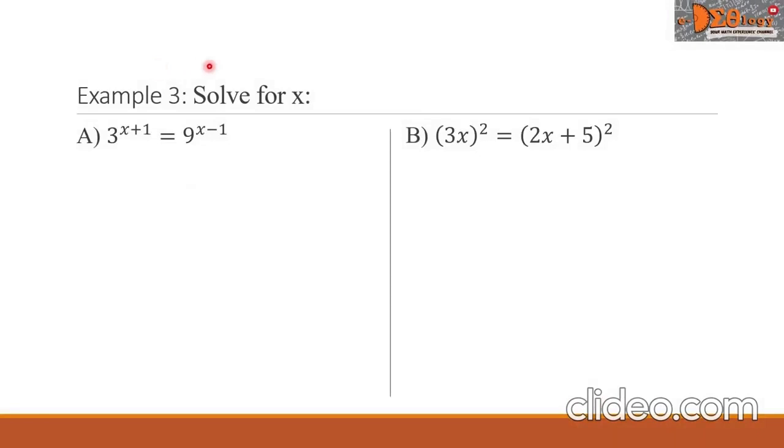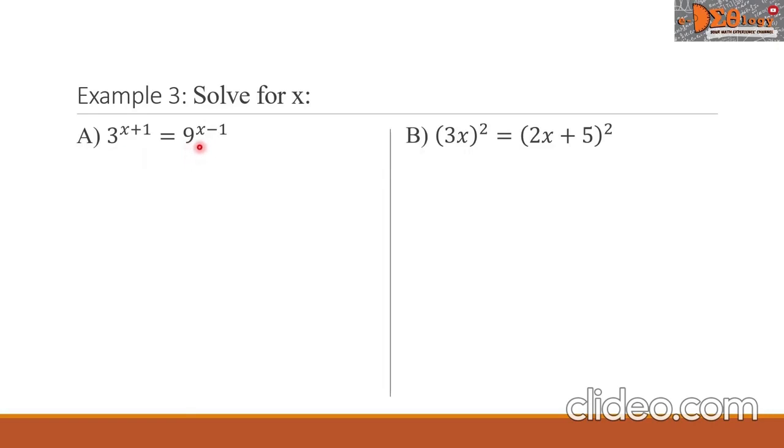Example 3. Solve for x. We have here problems A and B. Let's begin with problem A. 3 raised to x plus 1 equals 9 raised to x minus 1. We can see here that we have different bases. Here is 3, the other is 9.